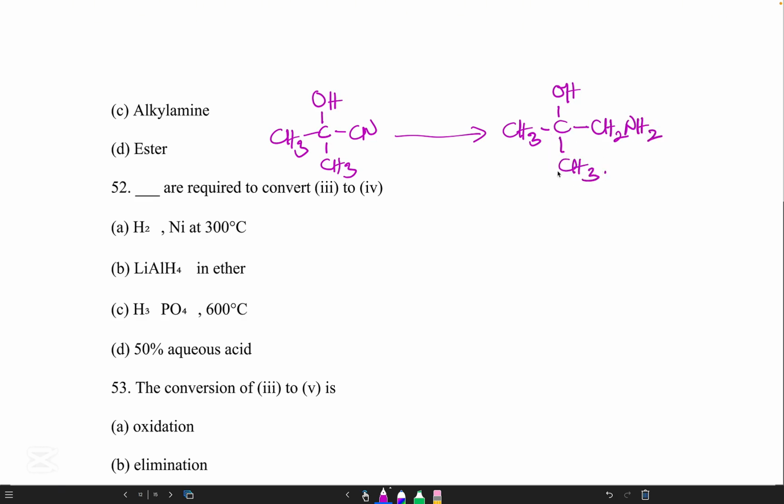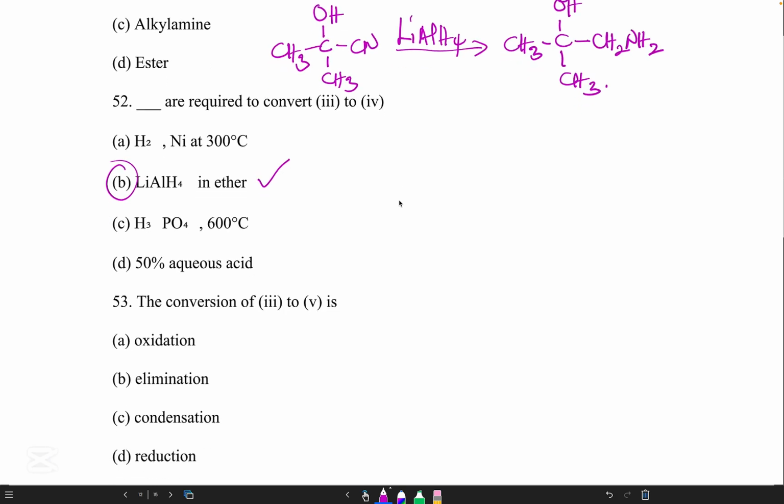Now, for this to take place, you will need lithium aluminum hydride, because that is the one that can donate 4 hydrogens. It is a potent hydride donor. If you look, the total number of hydrogens added to this position is 2 plus 2, which is 4. Are you getting it now? So it will require lithium aluminum hydride in ether, which is option B. It's a reduction reaction.